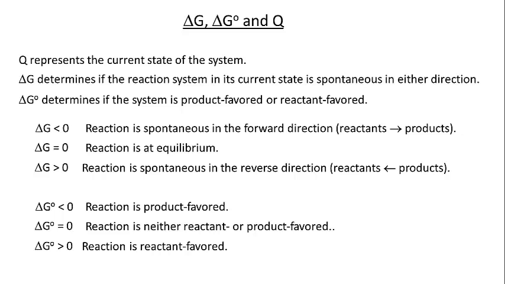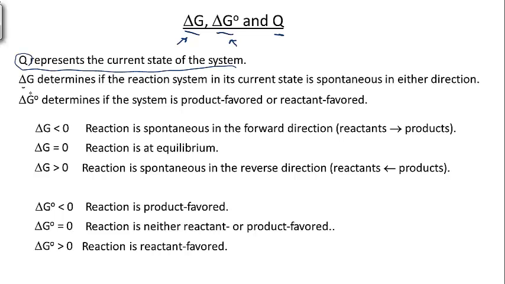This relates to free energy change in the following way. There are two ways we can talk about free energy change, delta G and delta G0. Delta G0 represents the free energy change going from completely reactants to completely products. Delta G is the free energy change going from whatever state you're in to the equilibrium state. And Q is the reaction quotient, of course. So Q represents the current state of the system. Q is basically telling you where you are right now.